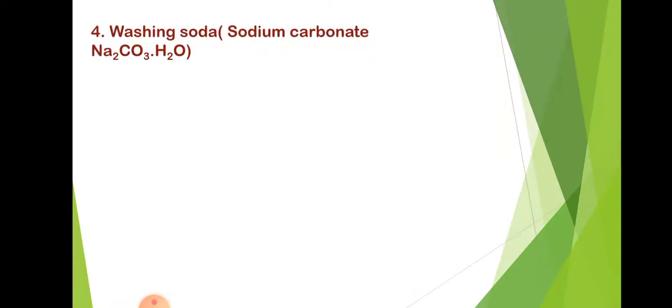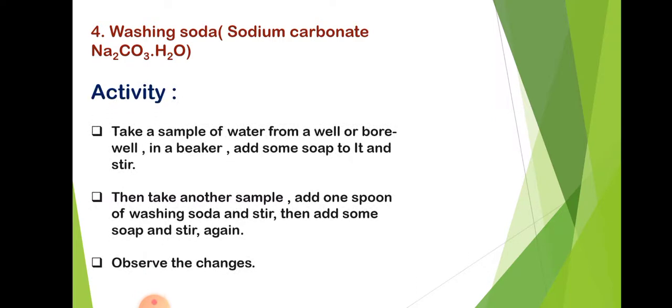So now next is washing soda. Everyone knows what washing soda is. Our mothers use it to wash clothes. So washing soda's name is sodium carbonate, and its chemical formula is what? Na2CO3.10H2O. Basically we just call it Na2CO3.